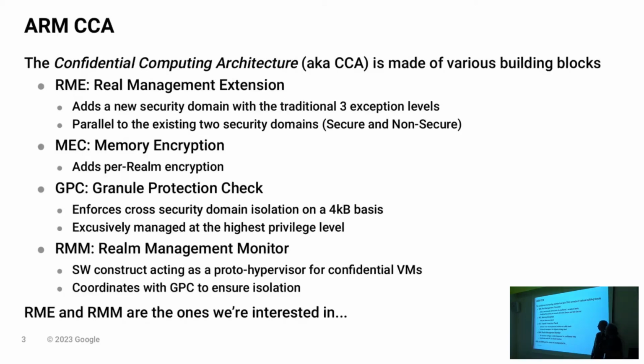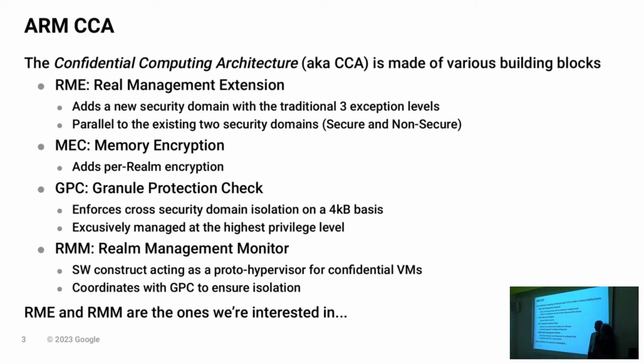So arm64 is really made of a bunch of blocks. You have the RME, Realm Management Extension, which Suzuki has detailed at great length. It's a new security domain on the side, parallel to the two existing ones. You get some memory encryption. Recently, ARM has added per-realm encryption. You get this fancy new third stage that is basically an additional permission check called granular protection check, to enforce protection on a 4K basis. And it's exclusively managed by EL3, now called root.